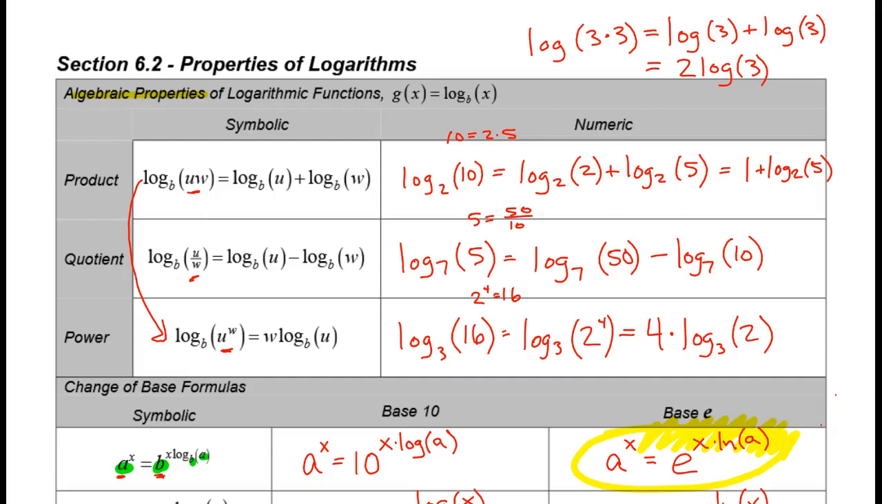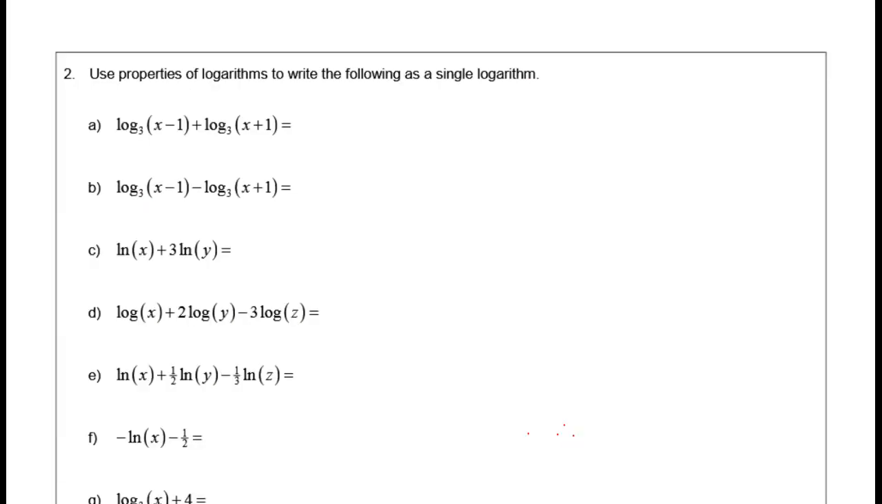All right, let's continue on with section 6.2 and look at the examples on page 2. Example 2 says use properties of logarithms to write the following as a single logarithm. The procedure we're going to do here is just the opposite of what we did on the previous page.